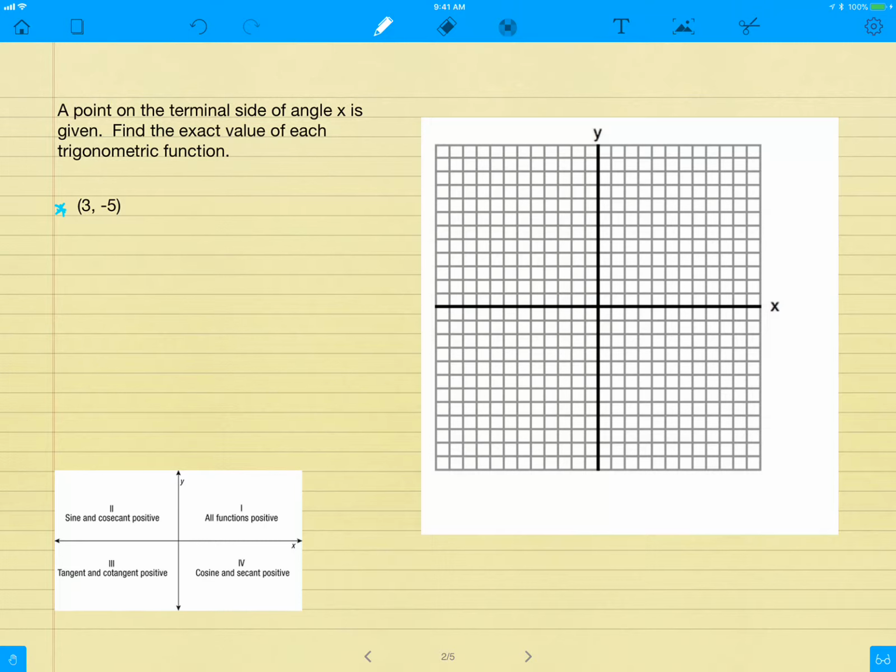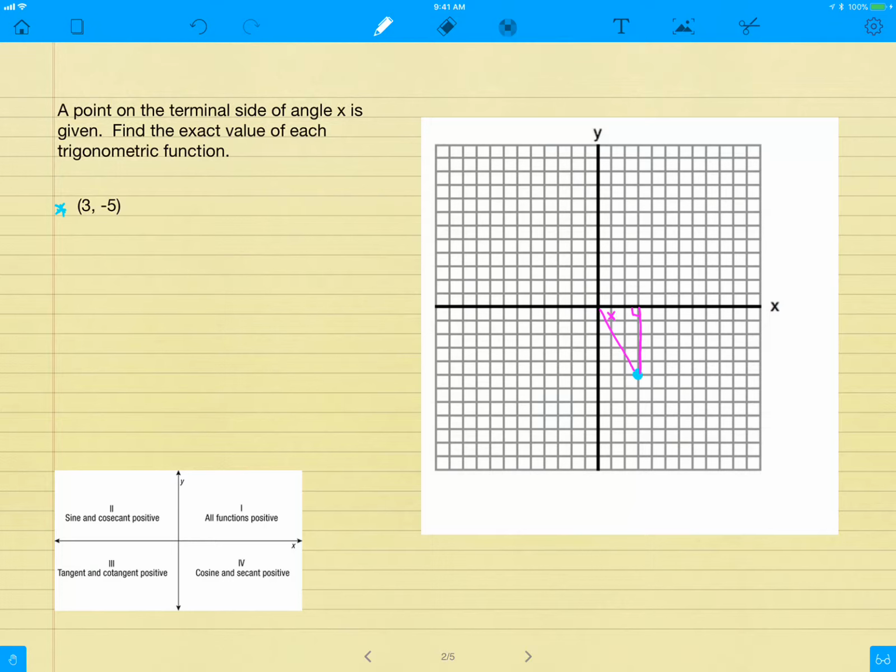So, we have to find the trig functions for this. The first thing you have to do is draw a mock picture of where that point is. It does not have to be exact. So, (3, -5): it's 3 over, -5 down. That's the right triangle here. So, if I draw this out, here's my right triangle. The angle x is right here, and we're going to fill in the numbers where they need to go.